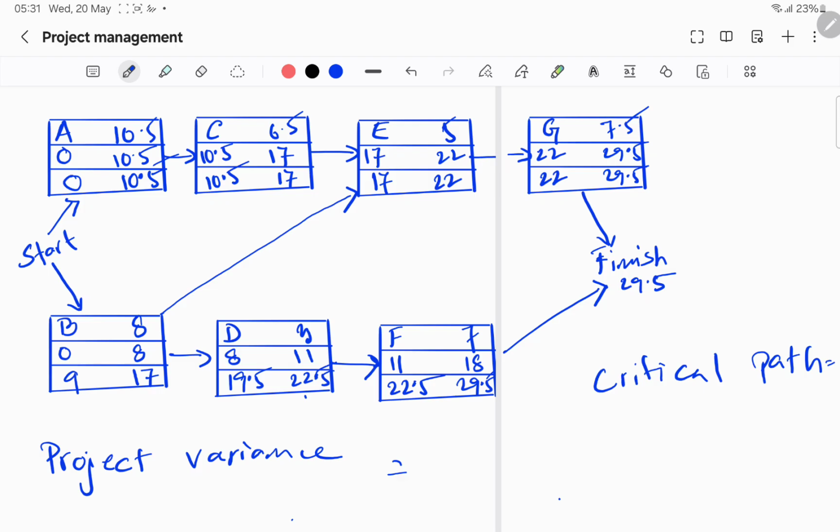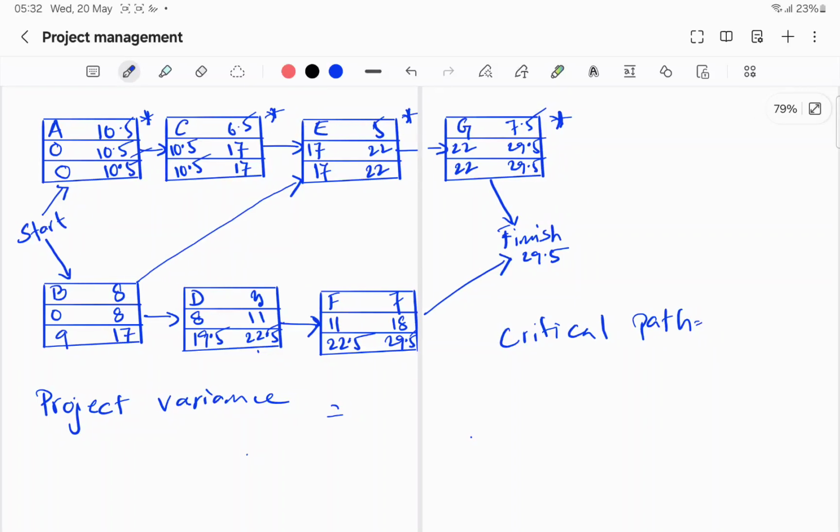Now you see here that some of the tasks have the same earliest start and latest start time. That means they have no slack. The activities that have no slack are our critical activities. So this is a critical activity, this is a critical activity, this is a critical activity, and this is a critical activity. These other three are not, because they have slack. So our critical path is A, C, E, G.